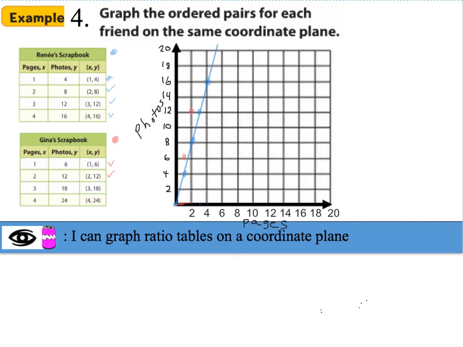The next one would be 3, 18. If I start at 0, 0, I'm going to go to 3 on the x-axis, which is between 2 and 4, and I'm going to go up on my y-axis to number 18, which is about right here. So I'm going to cross that out. And for the last one, 4, 24. I'm going to go to 4 on the x-axis. I'm going to go up to 24. And notice that I don't have any 24, but it would be someplace off the graph. So I'm going to cross it out because I've just used it. Notice that I can connect all the dots on the graph for Gina on one red line.